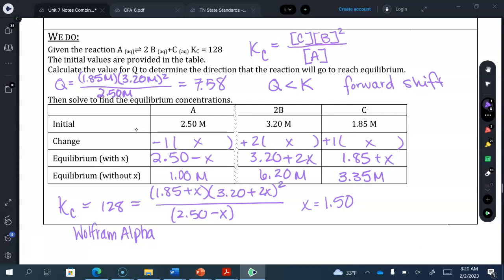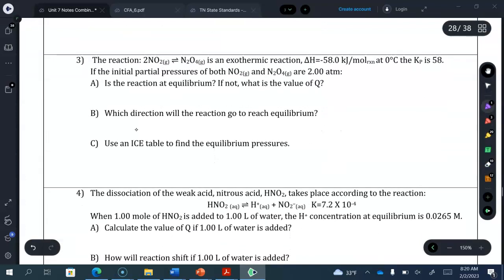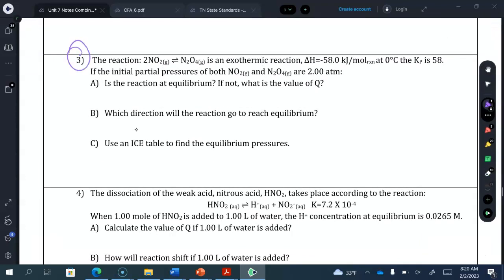Okay, so practicing this, you have one where you're going to need to use a solver. I'm going to scroll to it. Number 3, you will want to use a solver for it, okay? Specifically C. So make sure you're using a solver and it'll help you do what you need to do.